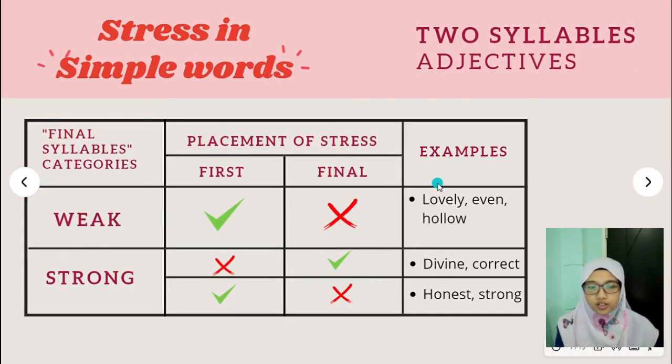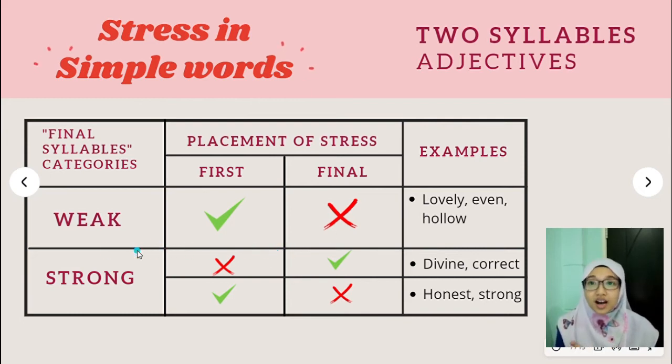Okay, two syllables in adjective. We also see this in the final syllables as the key point. There are also three rules right here. First one is when the final syllable is weak. So the placement of stress will be on the first syllable. Some of the examples of the words are lovely, even, and hollow. You can listen that I pronounce the stress really clear in the first syllable.